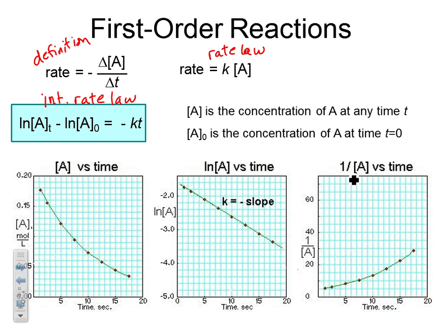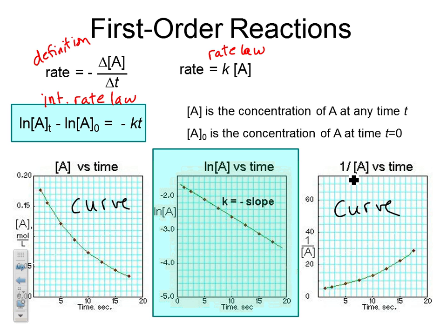And for first order reactions, for concentration of A versus time, we get a curve. For 1 over A versus time, we also get a curve. But for the natural log of concentration versus time, we get a straight line. And that is our focus, because this is actually going to be a way that we can determine order. If you graph the natural log of concentration of A versus time and you get a straight line, that tells you that your reaction is first order, if nothing else in the problem was indicating that to you.